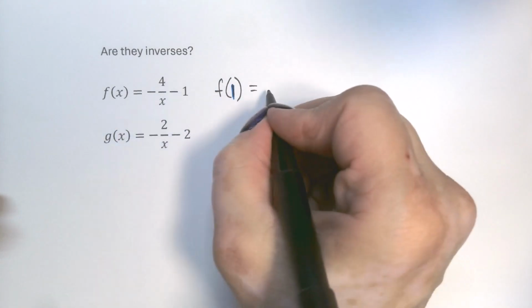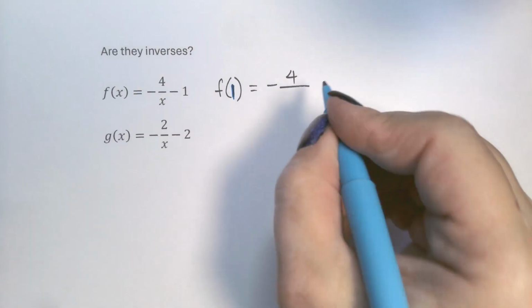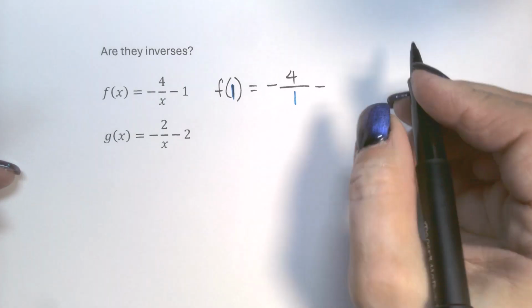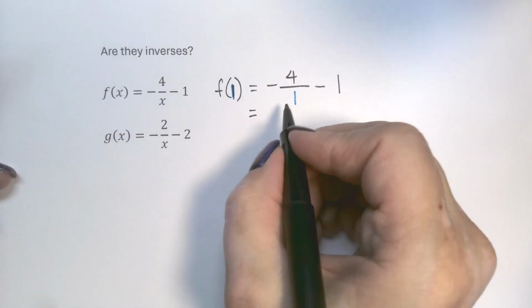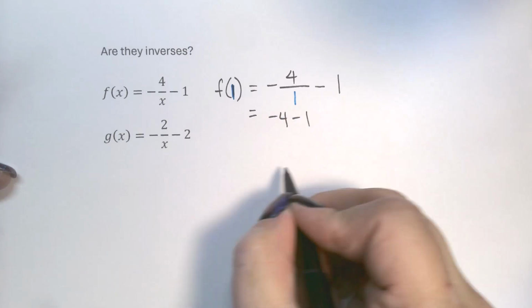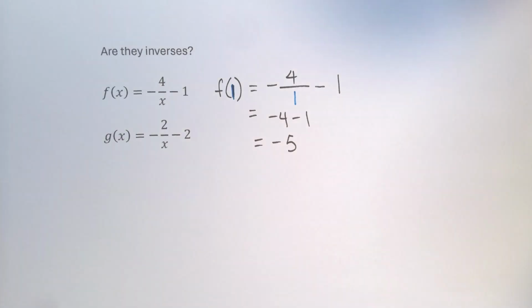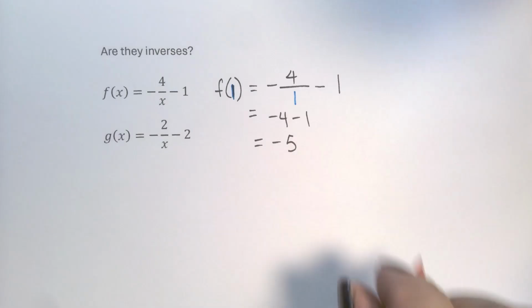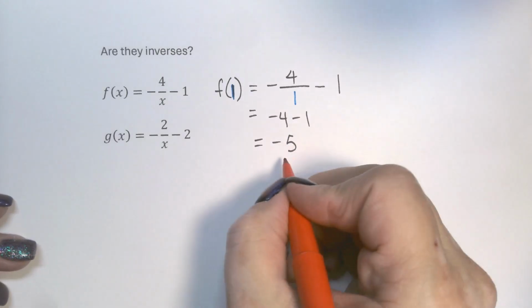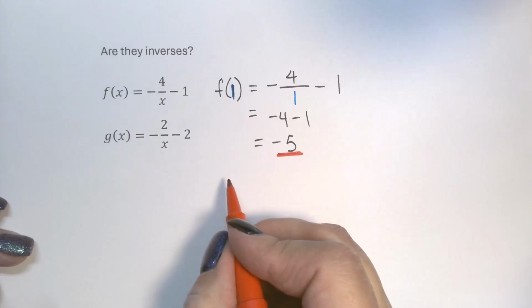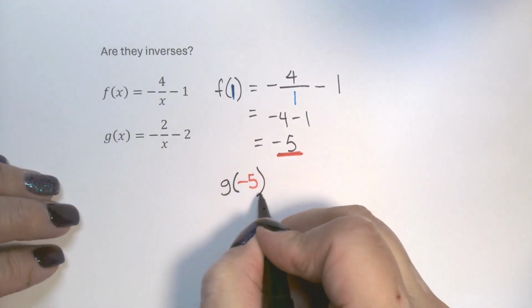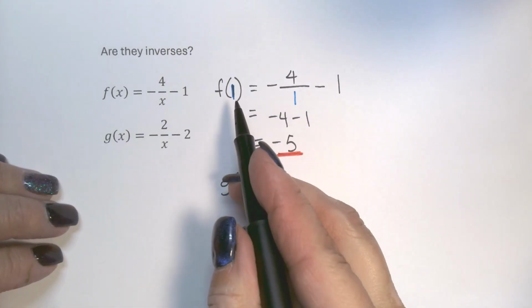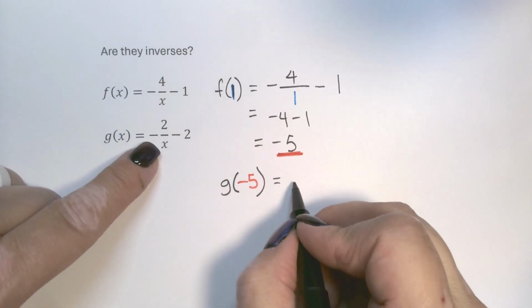So what I have is a negative 4 over 1 minus 1. And then when I work that out, that's going to end up being just a negative 4 minus 1. And I end up with a negative 5. Now remember, this negative 5 is the input for g. So I'm going to go up there and grab my g. So I'm going to go g of negative 5. And we are hoping this undoes what this did, and we end up back at a 1. And I'm going to end up plugging that in.